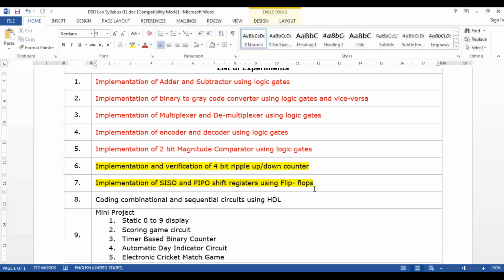That is the concept of shift registers. There are 4 different types, but in our lab class we have only 2 experiments: serial in serial out and parallel in parallel out shift registers. Now we are going to implement these shift registers using Logisim software. All of you note down the next experiment, implementation of serial in serial out and parallel in parallel out shift registers using Logisim software.